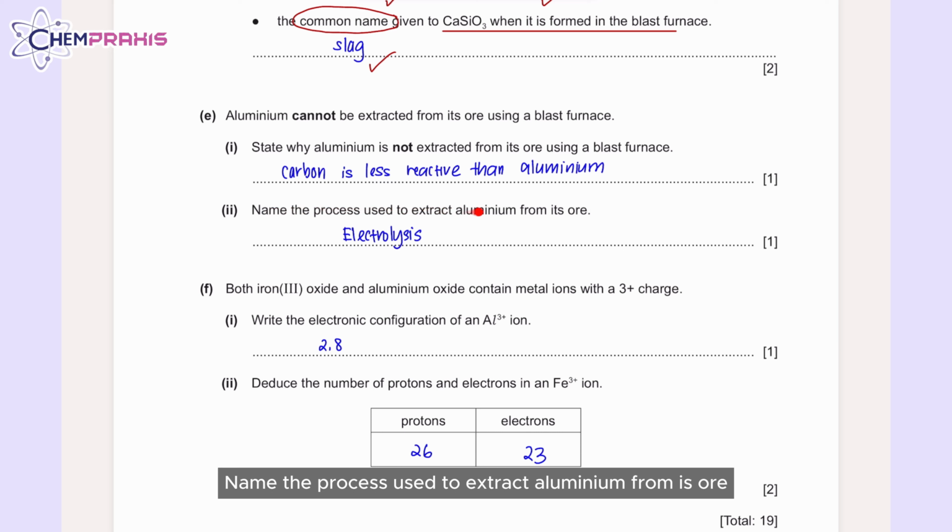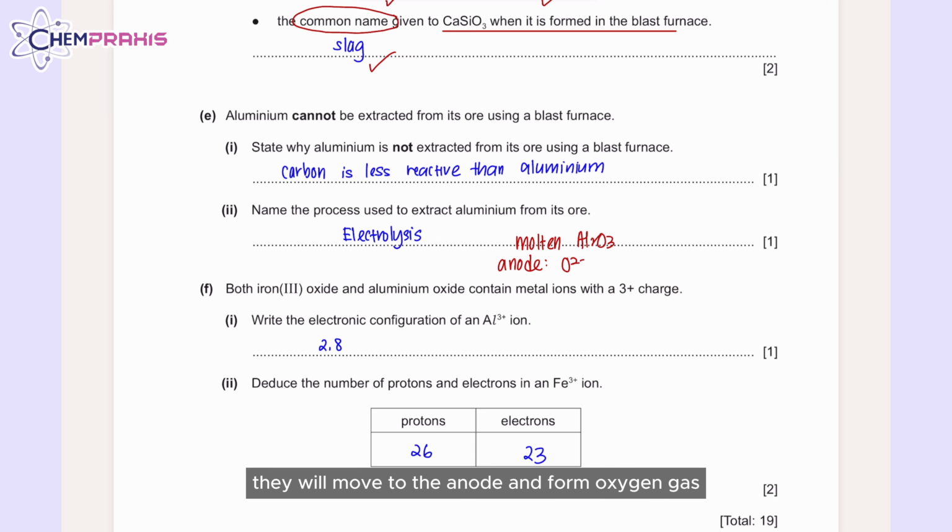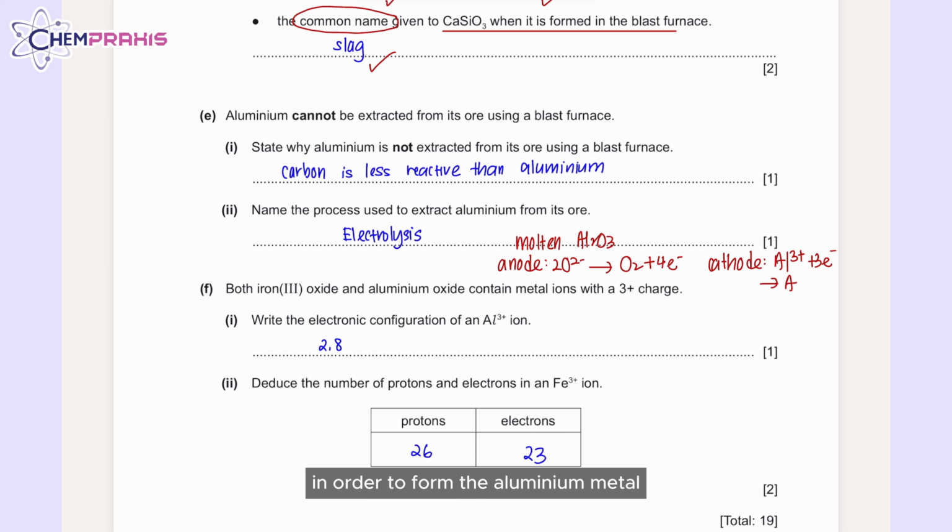Name the process used to extract aluminium from its ore. We usually use electrolysis. For example, if you have molten aluminium oxide, it will form free moving ions. The O2- ions will move to the anode and form oxygen gas. While the aluminium ions will move to the cathode, and each aluminium ion will receive 3 electrons in order to form aluminium metal.